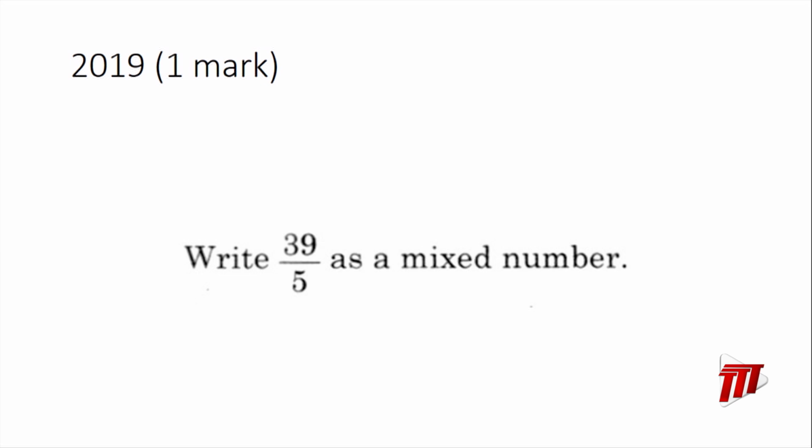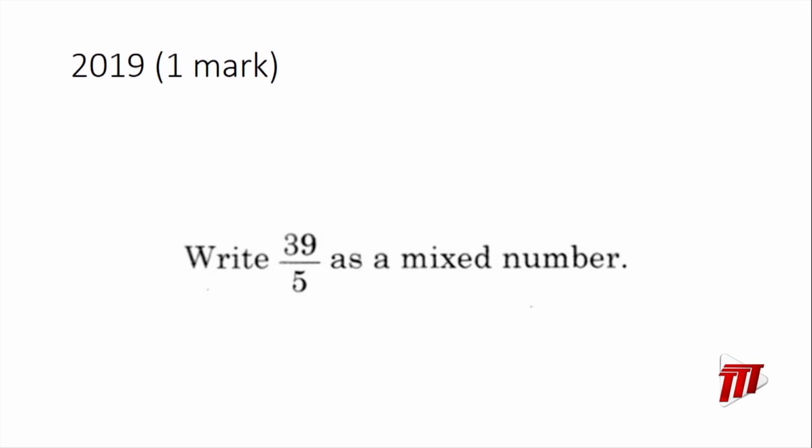What do you understand by a mixed number? Remember what a mixed number was? A mixed number had a whole number part and a proper fraction. Very good. So we have to convert this improper fraction into a whole and a part. How do we know it was an improper fraction? Because the numerator was greater than the denominator. So we want to convert that into a number of wholes and parts.